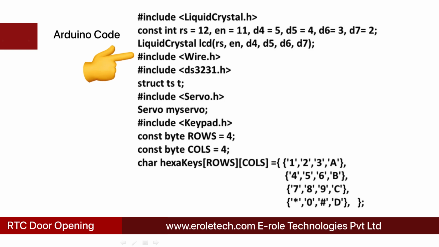To use the I2C pins of Arduino, we will include its library in the program. To include the library, we will write #include Wire.h. To include the library of RTC, we will write #include DS3231.h. t is a structure type variable.